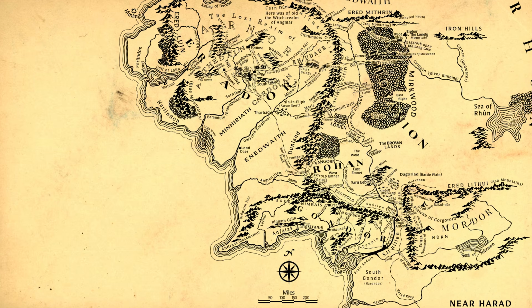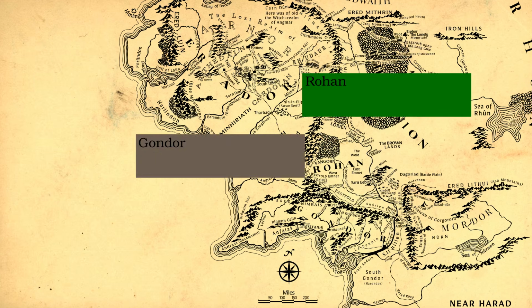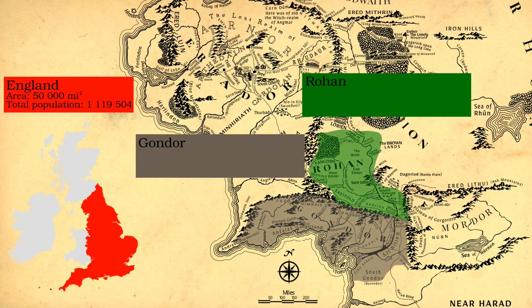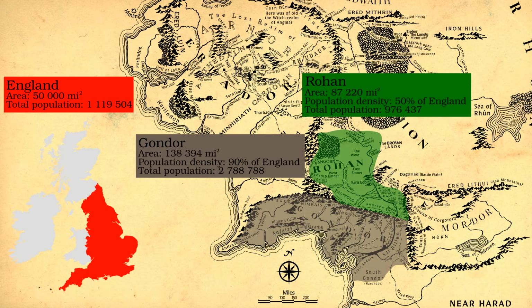I'm only going to look at Rohan and Gondor, and I'm going to estimate their populations by comparing their land area to that of England. England's borders have changed over time, so I'm going to take the area to be roughly 50,000 square miles. In my version of the Domesday dataset, its population is about 1,120,000. Taking a publicly available map of Middle-earth and drawing polygons around Gondor and Rohan, I get their areas to be about 140,000 and 90,000 square miles respectively.